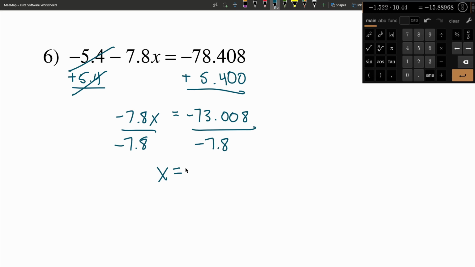So x is going to be equal to, let's move to our calculators for this one, a negative divided by a negative is going to be a positive, and that positive number that we're going to get is going to be 9.36. So 9.36 is our solution for number 6.